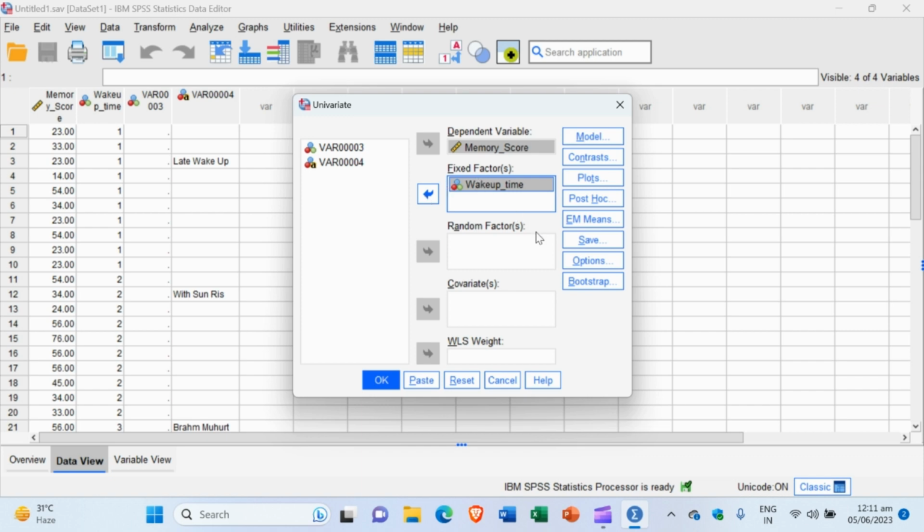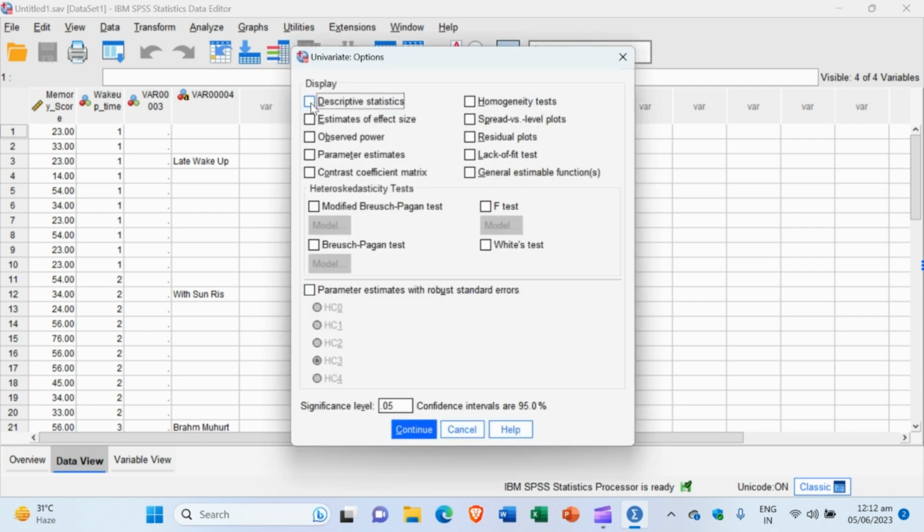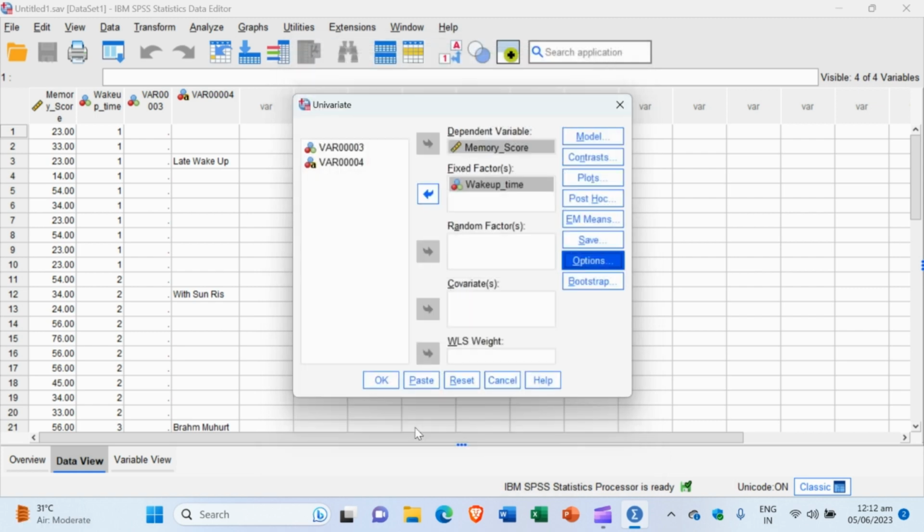After this we click the option button here, and under option there is descriptive statistics. We select it, since we are interested in finding descriptive statistics like mean, median and others. And also we want the homogeneity test, as homogeneity is an assumption for such types of ANOVA test and post hoc test. So we select the homogeneity test, and Levene's test is used to check whether the groups are homogeneous or not. So we select it, and then we click continue, and after this we go to the post hoc test.